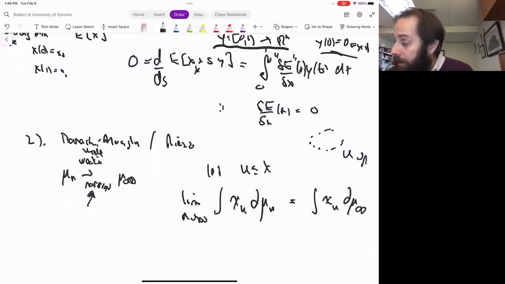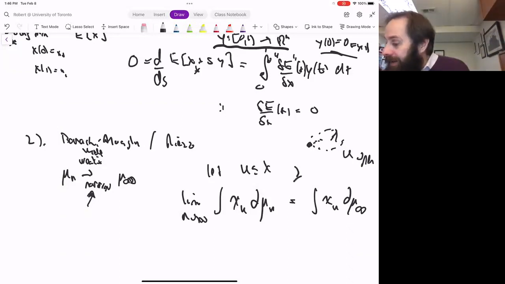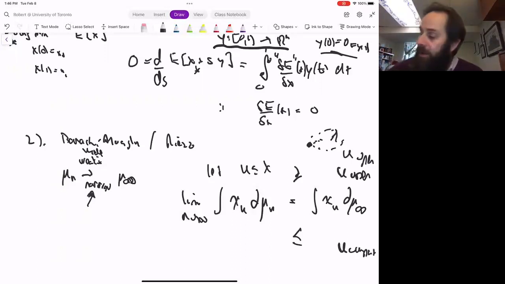So if U was open and you had a sequence of measures, like a sequence of Dirac masses which march to a boundary point, they're going to converge weak star to a Dirac mass at that boundary point, but the boundary point is going to be outside the set. And so if U is open, then you might get an inequality like this. And you might get the reverse inequality if U was compact. Maybe things are, I don't know. Yeah, you can probably get the reverse inequality if U is compact. But you need to argue a little bit more.